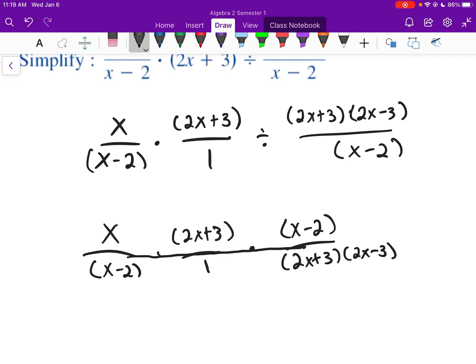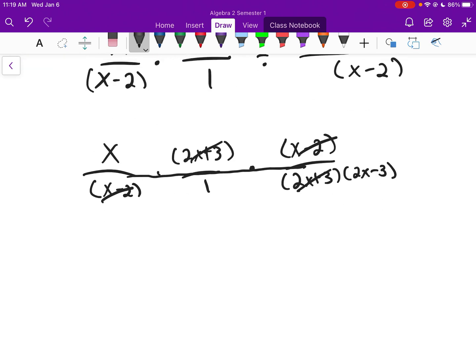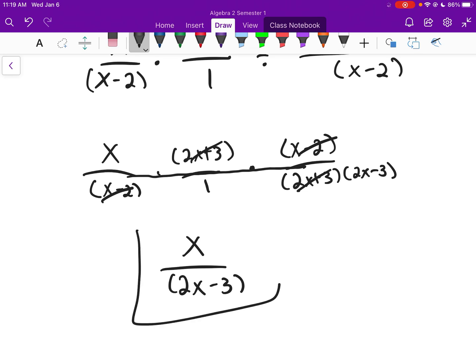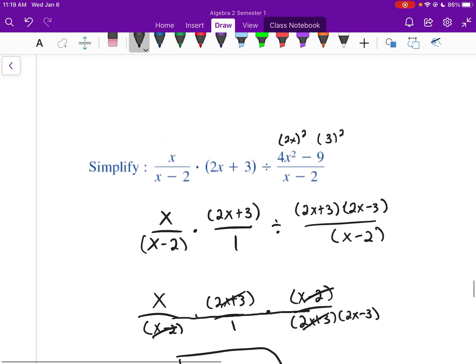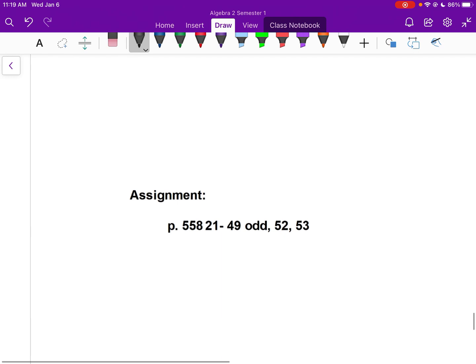And again, at this point, we're going to look for common factors. Okay, so x minus 2 looks like a common factor. 2x plus 3 looks like a common factor. And then just writing whatever's left. So I'm left with x on top, 1 times 2x minus 3 on bottom. So x over 2x minus 3 will be our answer. Okay, so the big thing there, again, factor, and then multiply by the reciprocal with any term that you are dividing by. All right, so that was 9.4.